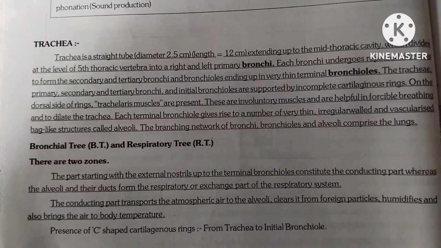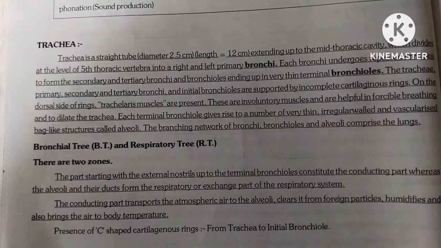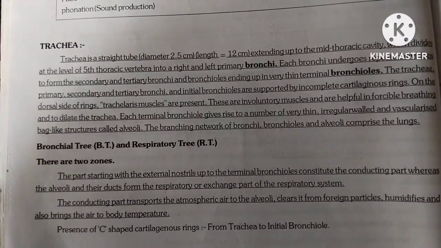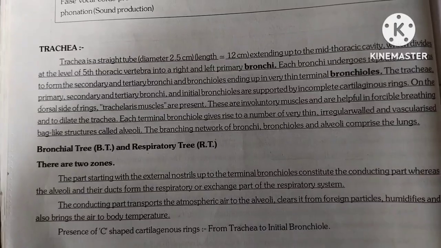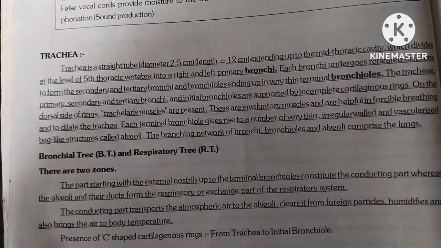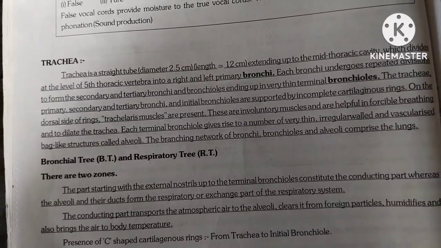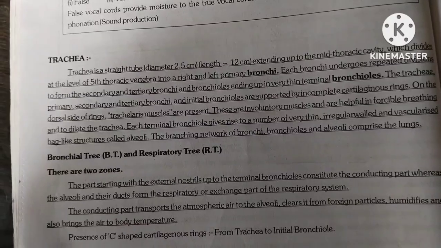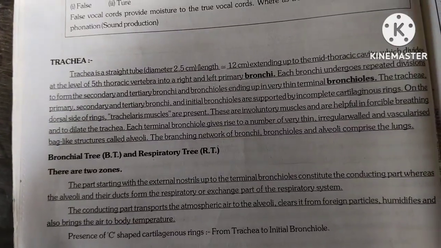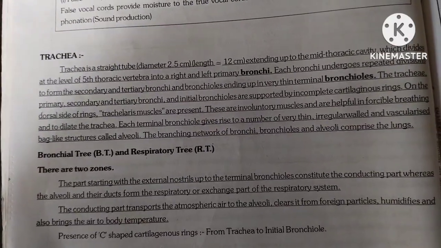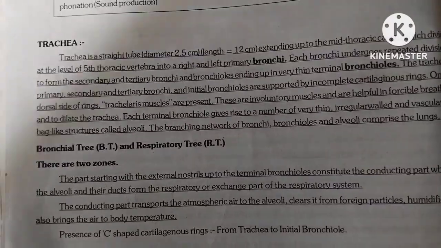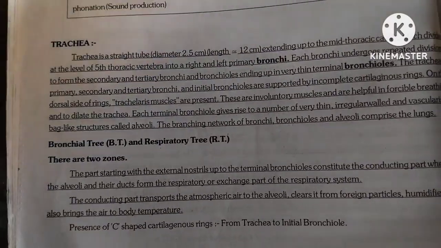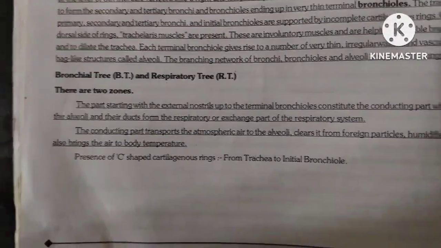Each terminal bronchiole gives rise to a number of very thin, irregular-walled and vascularized bag-like structures called alveoli. The branching network of bronchioles and alveoli comprises the lungs, bronchial tree, and respiratory tree.